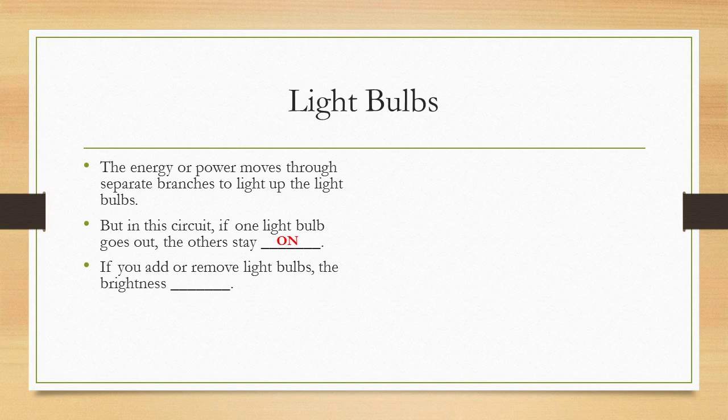If you add or remove light bulbs, the brightness blank. A gets brighter, B stays the same, or C gets dimmer. And the answer is B, it stays the same. And this is one difference that you really should remember between parallel and series circuits. Because if you remember in the series lesson, we learned that if you add light bulbs in a series circuit, the brightness goes down. But then if you remove light bulbs, the brightness will go up as long as it's still a completed loop.